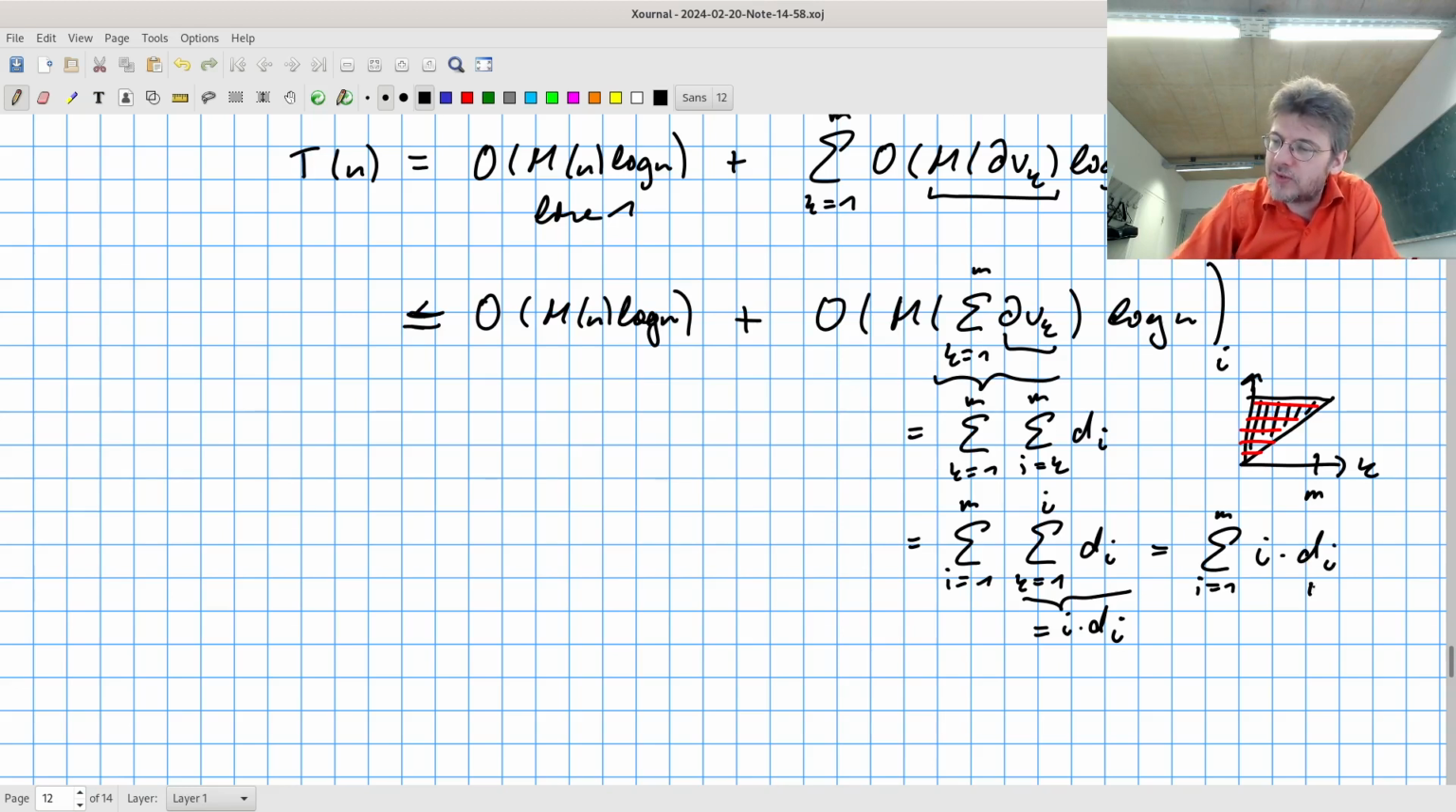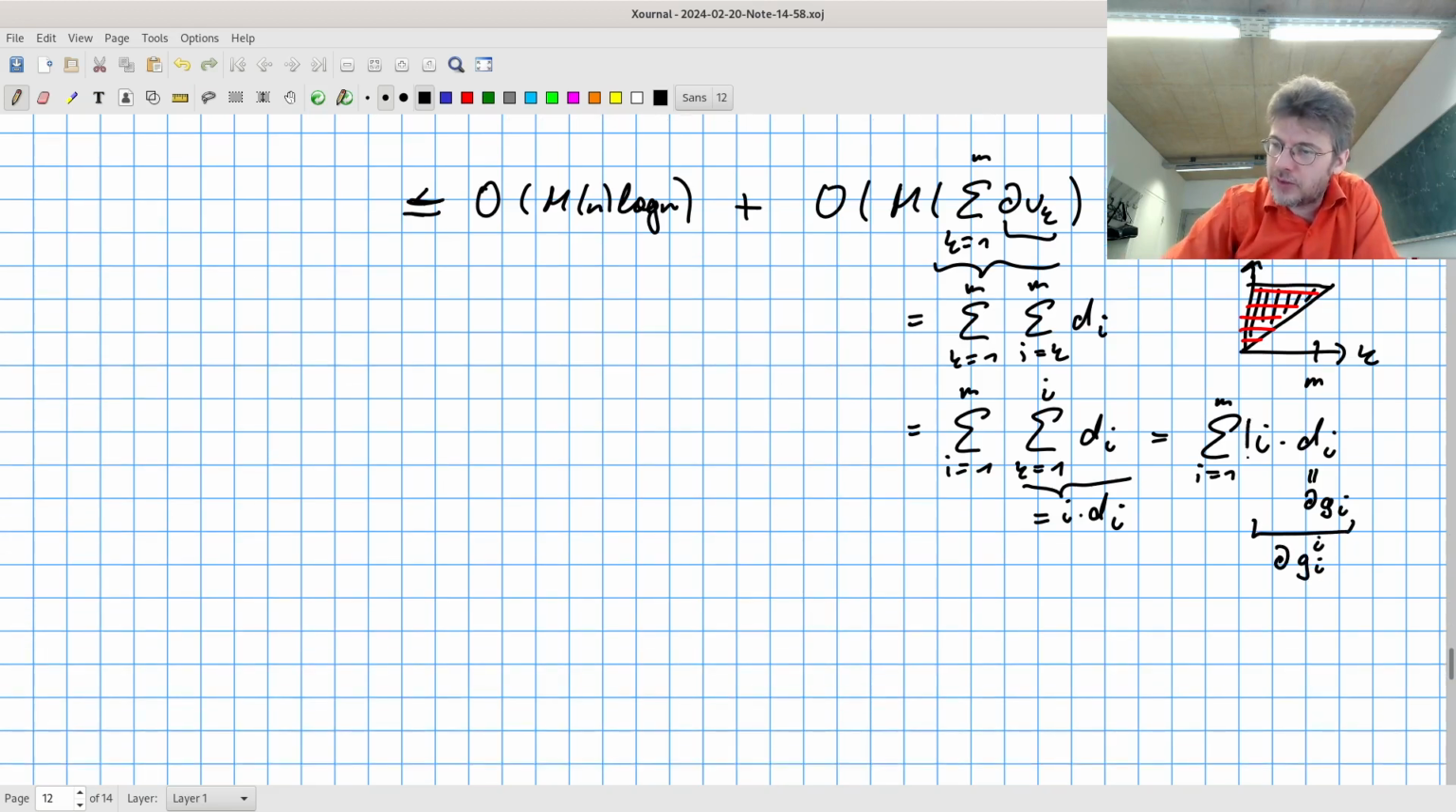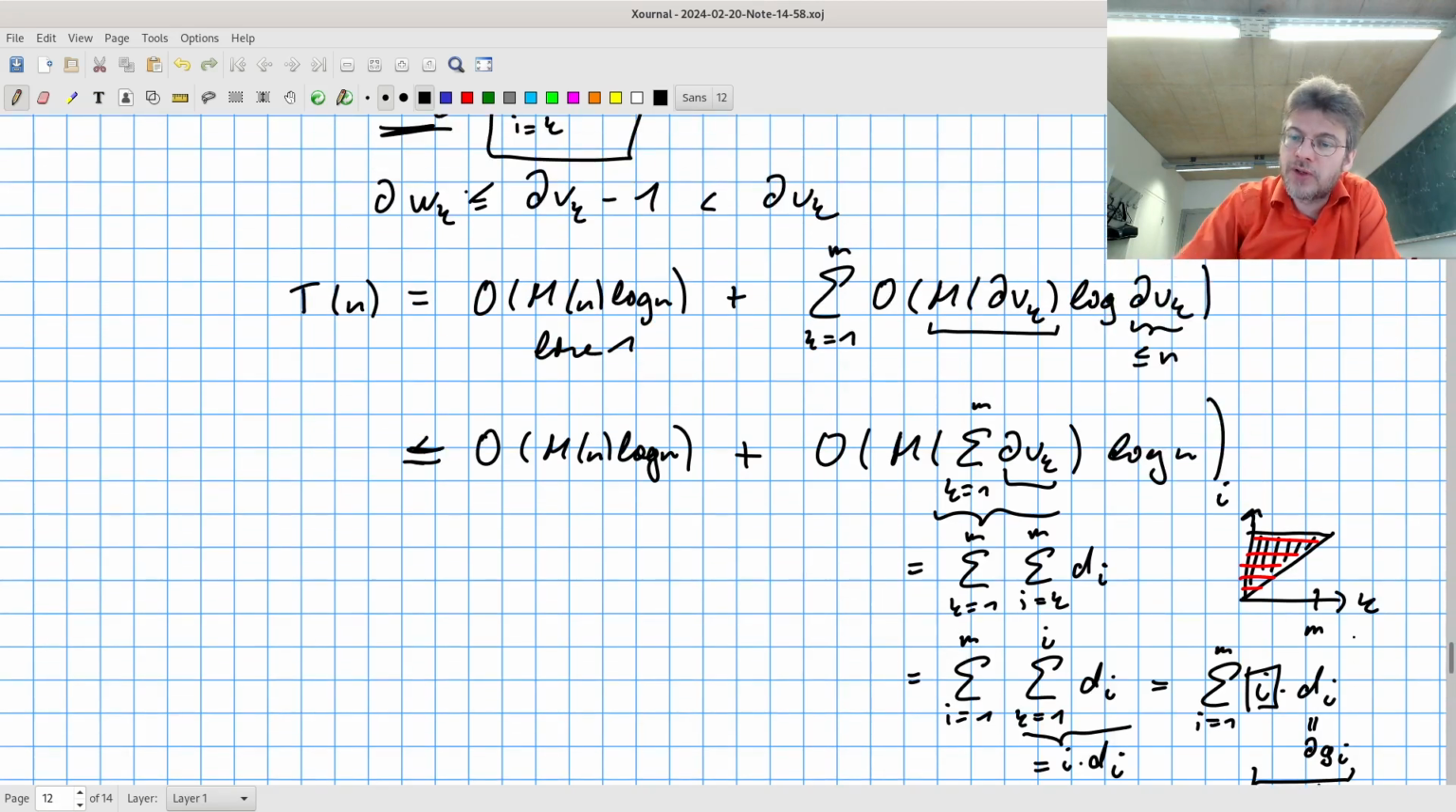But now remember what this is. This was the degree of g_i, so this whole thing is the degree of g_i to the i, because I'm taking this i times. And the sum of this is the degree of the product over all i of g_i to the i, and that's exactly f. So this degree is n, and then we are done, because we have shown that this sum here is equal to n, and so altogether this is O of M(n) log n. Wow, so this is really cool.